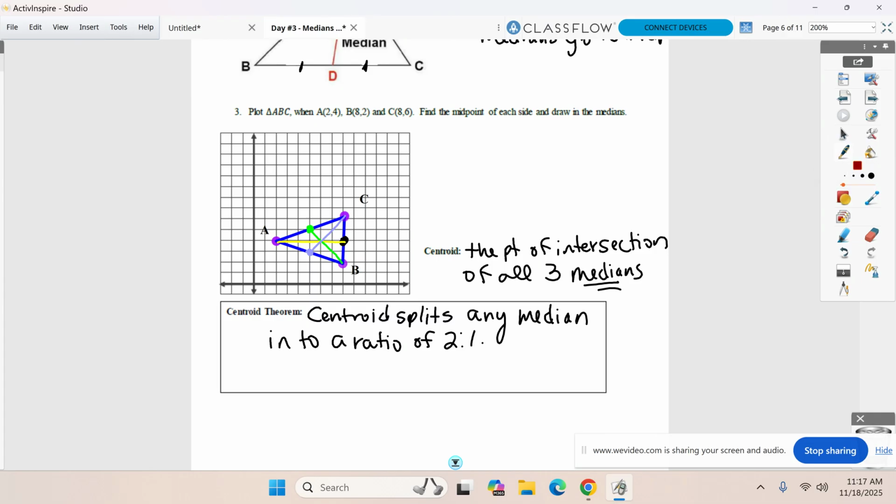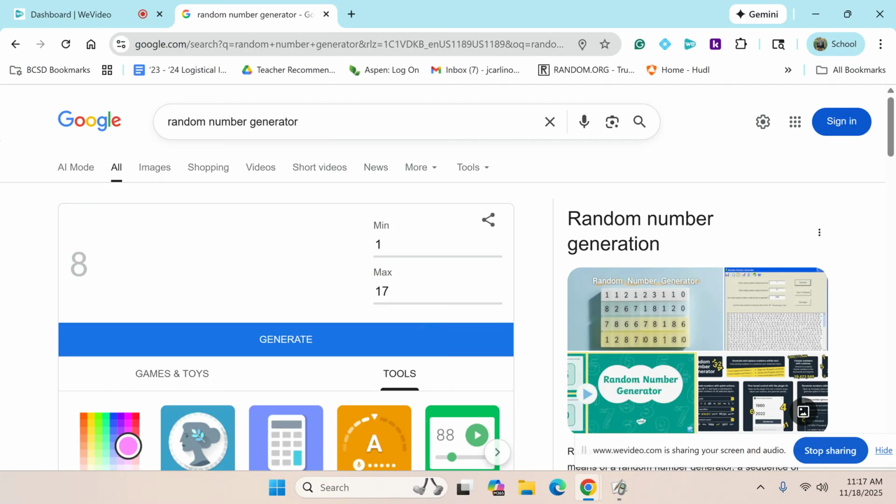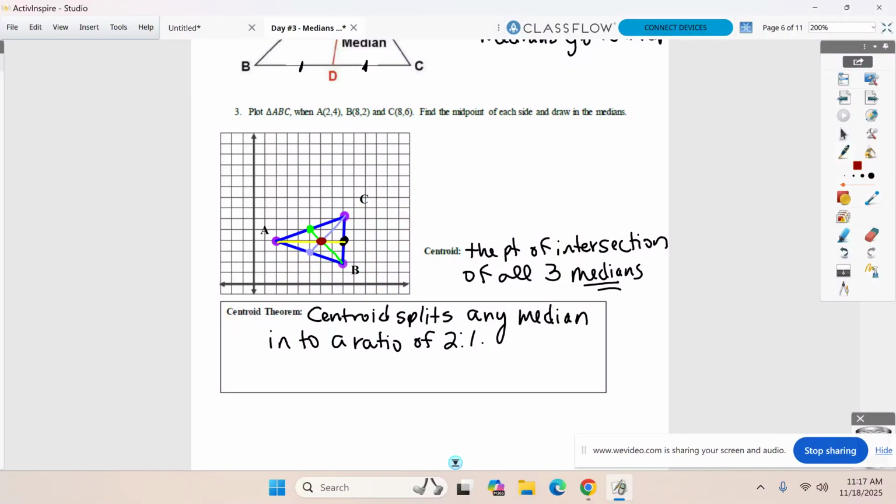Go back to your graph. Put a point where your centroid is, please. Here's what I mean by it splits any median into a ratio of 2 to 1. Hopefully we can count. Natalie, do you see this vertex A? What I need you to do is count the number of units from vertex A to the centroid and let me know how many units that is.